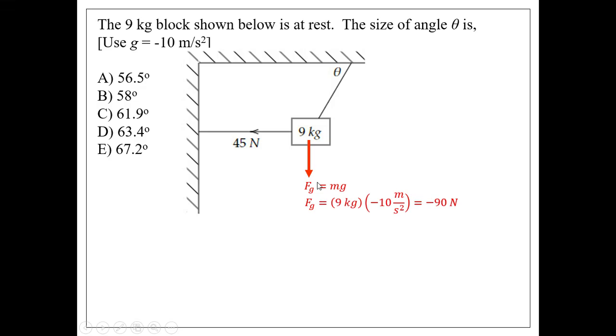So to find f of g, I'm just going to plug the mass in, which is 9 kilograms. G here, I'm just going to use negative 10 because it said to use so. And therefore, 9 times negative 10 is just negative 90 newtons. Well, if the system is at rest, it suggests that it's in equilibrium. For objects to stay in equilibrium, your forces in the x direction must cancel.